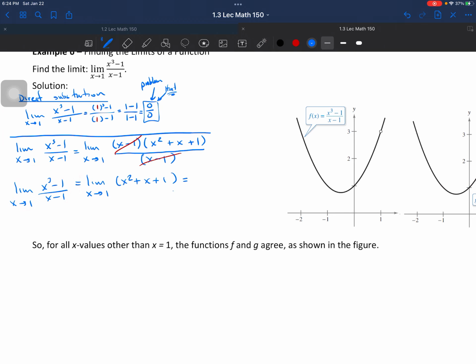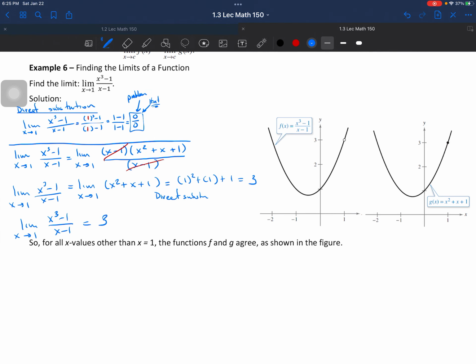So let's try this again by using direct substitution. So this will be 1 squared plus 1 plus 1. So that will give us 3. So the limit of x cubed minus 1 over x minus 1 as x approaches 1 is 3. There you go, right? We found it.